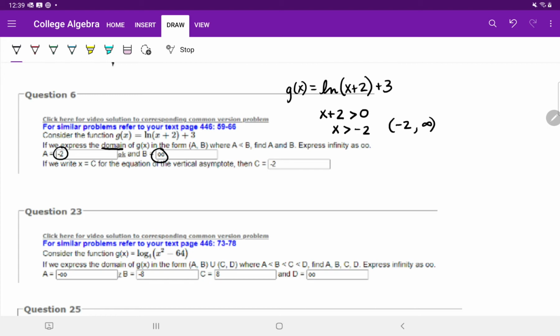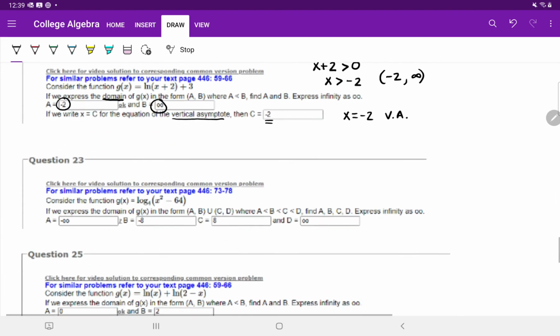just like exponentials have a horizontal asymptote at that value, logarithms are going to have a vertical asymptote at that same value. So whatever value you used to restrict your domain will represent your vertical asymptote. So x equals -2 is a vertical asymptote.